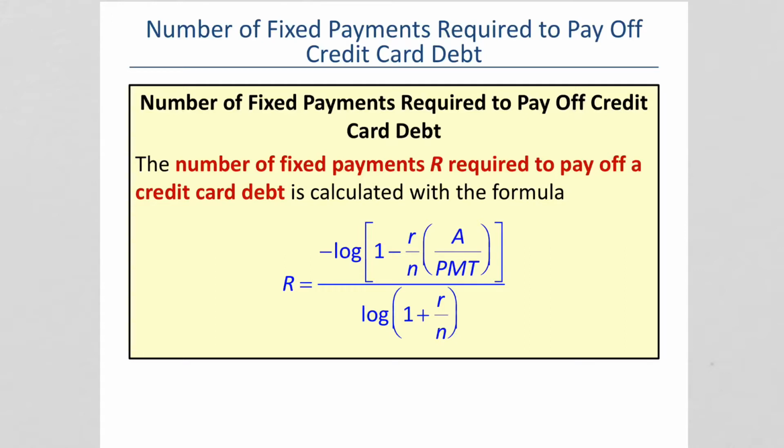So we've got the number of fixed payments left is negative log of 1 minus the rate divided by n times the accrued amount divided by the payment, and then all that divided by the log of 1 plus r over n.